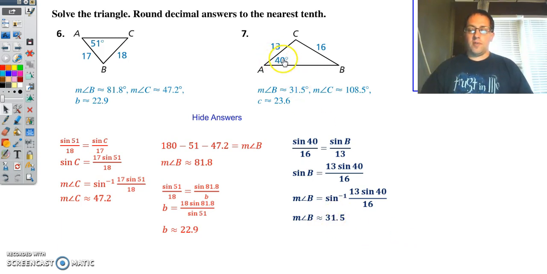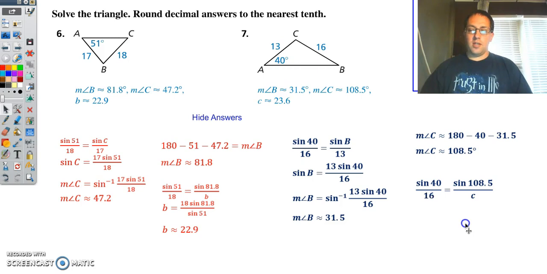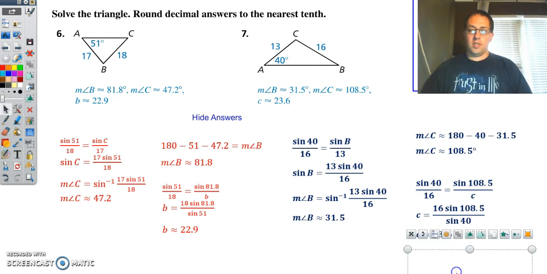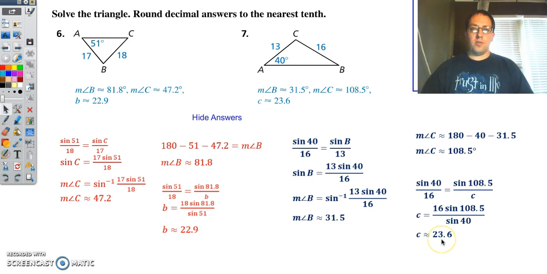We've already got the measure of angle A up there, so we can subtract those both from 180, which gives us 108.5 approximately, because this 31.5 is not exact. That was rounded off, so this is going to be rounded off. All right. And then we can take that, plug that into our law of sines, cross multiply and divide, and we end up with C is, there we go, C is approximately 23.6.